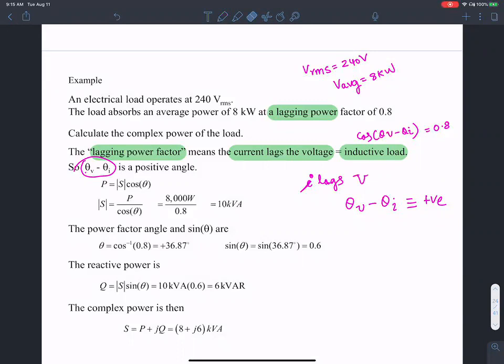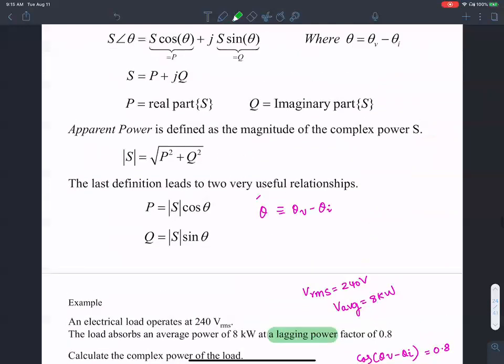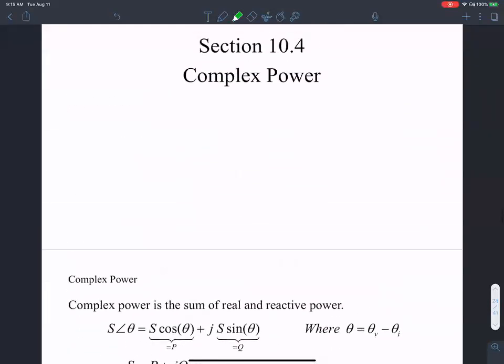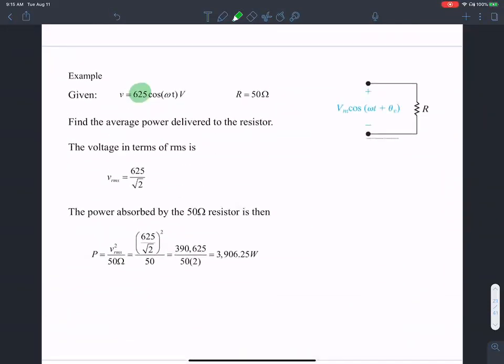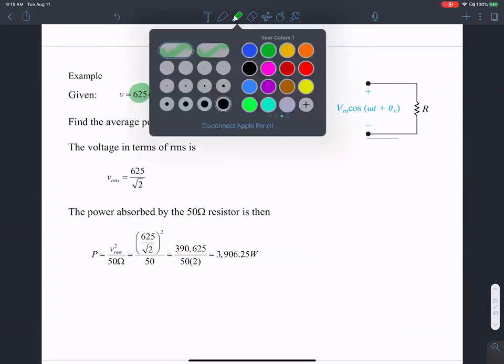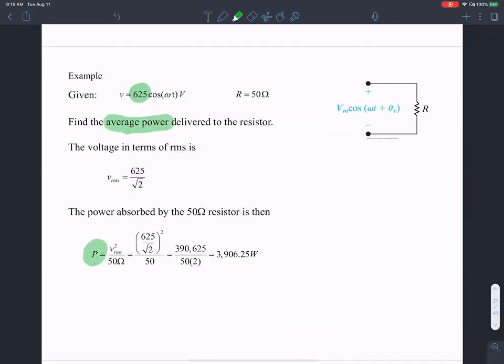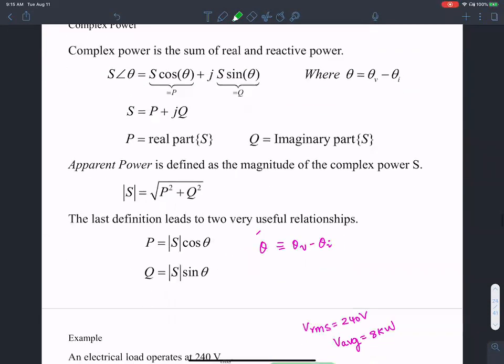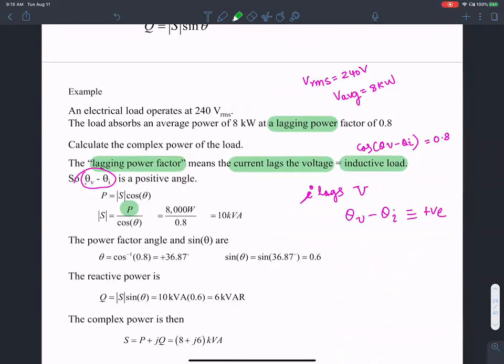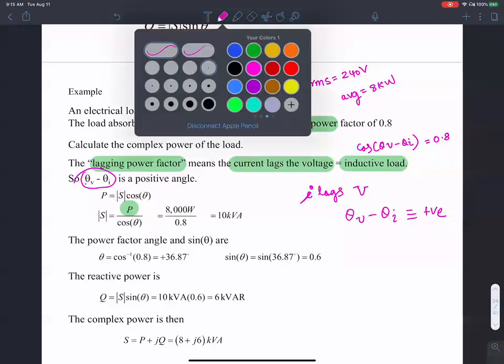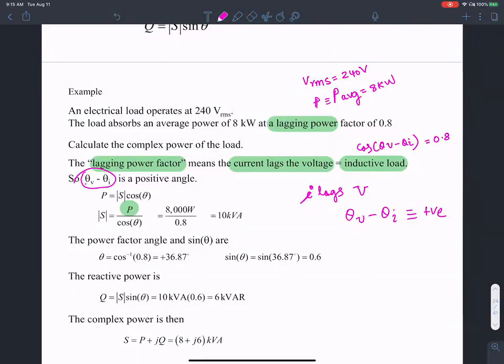And then we have P equals the magnitude of S times cosine of theta. What is P? P is the average power. That average power is given to be 8 kilowatts, 8,000. So we should be able to find the magnitude of S.